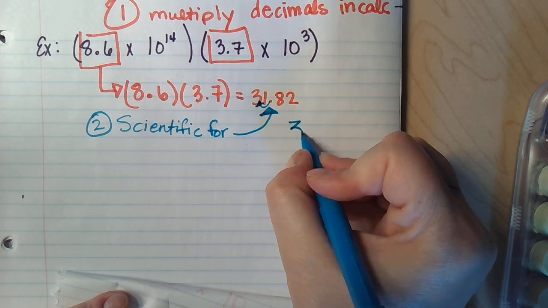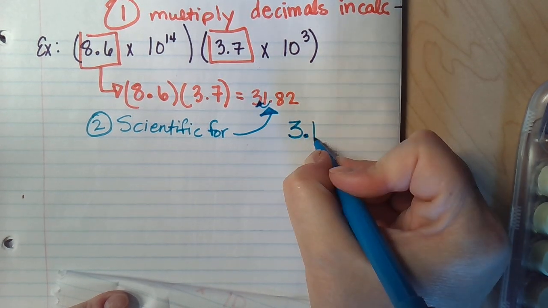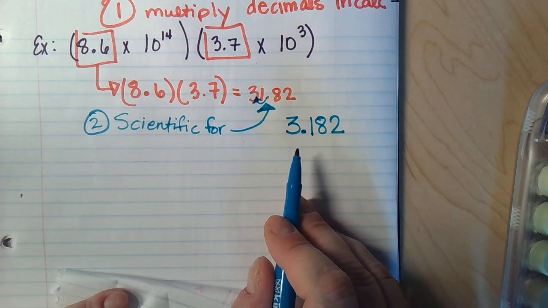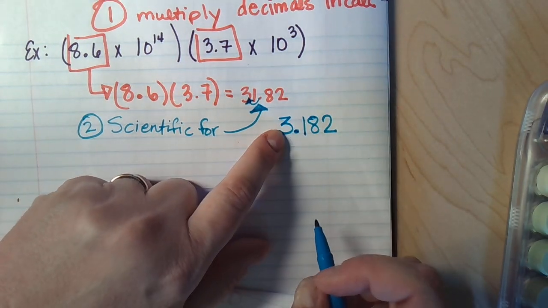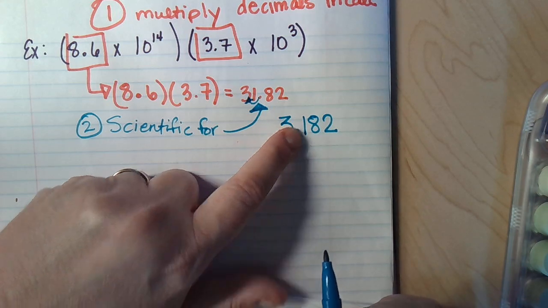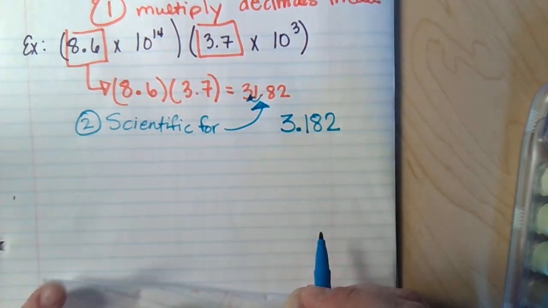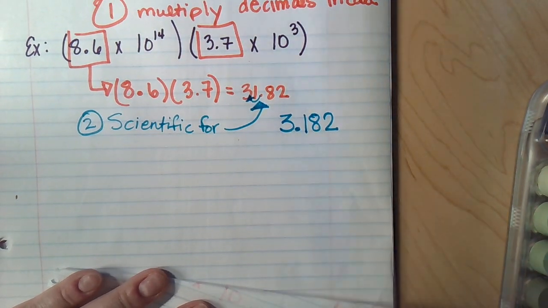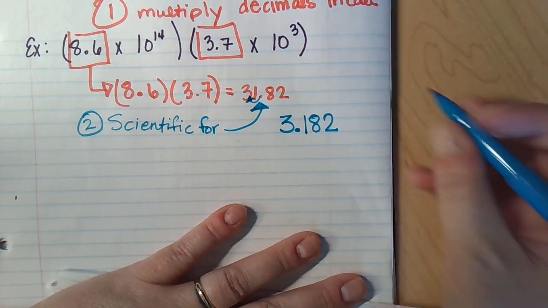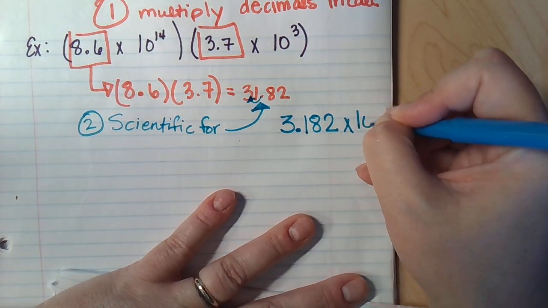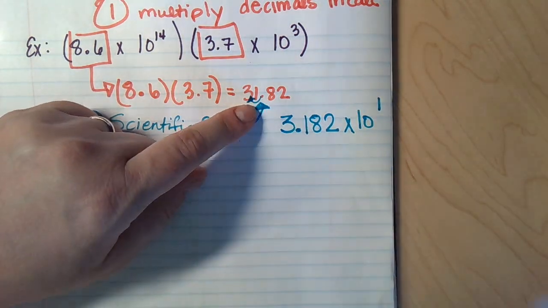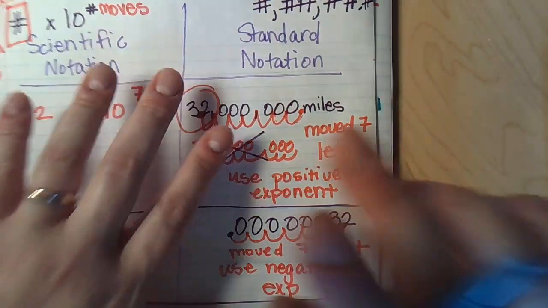So we get 3.182. And that's how scientific has to look. You always have to have one number before the decimal, and then you can have a bunch of stuff after it. Okay, I don't know why it keeps zooming in and out. Okay, but anyway, this is 3.182 times 10. We moved once.